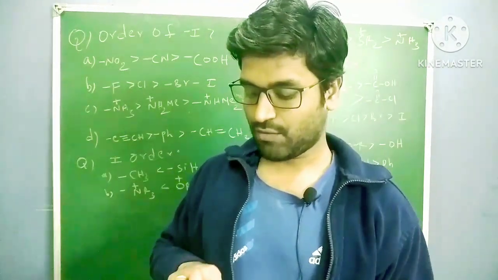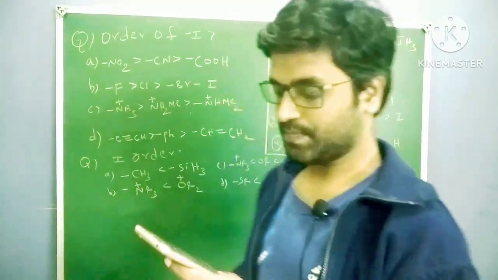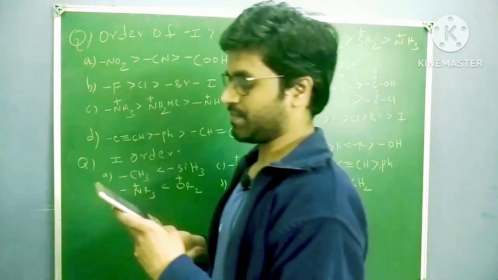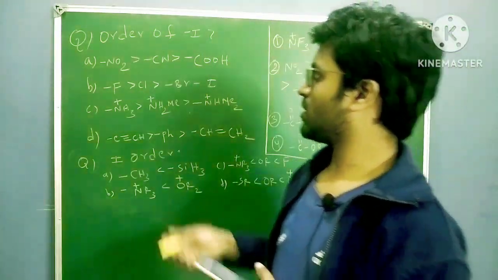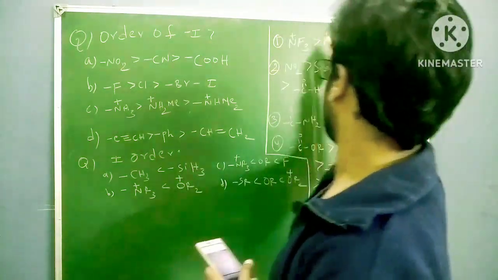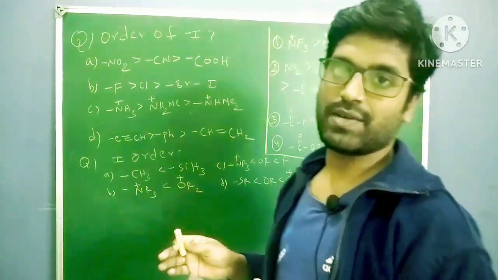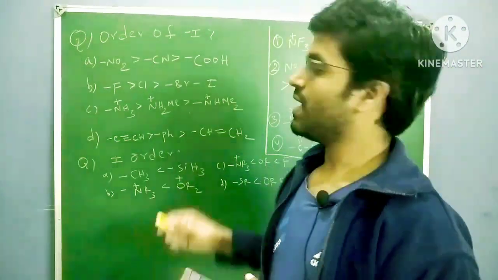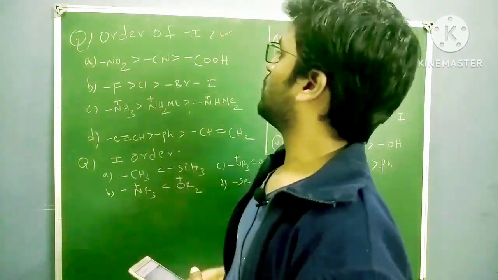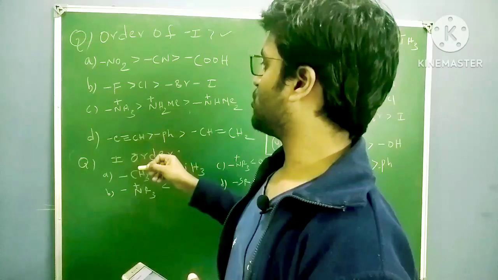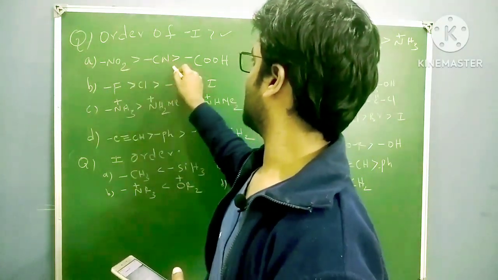Okay, so I have questions with me. Just 1 minute. Now the first question: order of minus I effect. Here I have given the tricks. These all 4 tricks of minus I effect I have given in my previous video. Now you have to find out the order of minus I effect. More than one answer you can have, right? So the first option, NO2, CN, COOH.